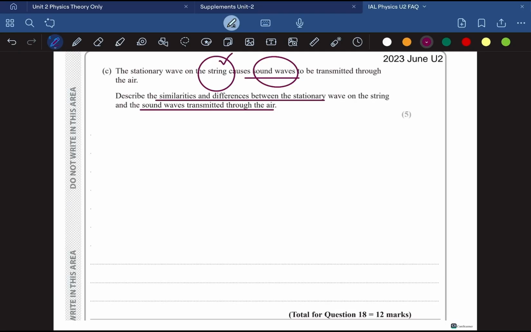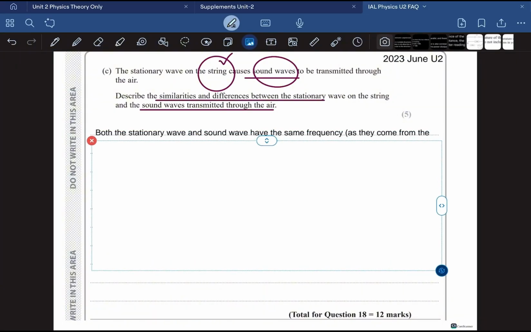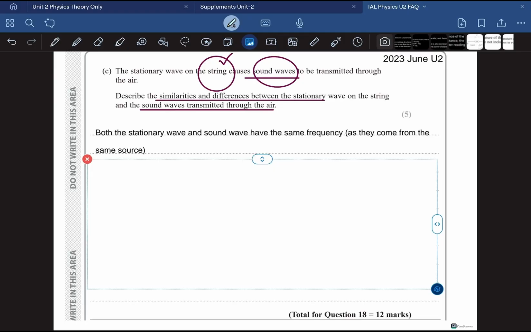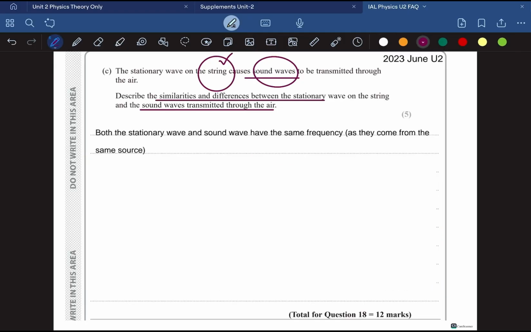So we can say they will have the same frequency. Both the stationary wave and sound wave have the same frequency as they come from the same source. But their speed and wavelength will be different because the stationary wave doesn't actually move forward or backward, right? Let's say the stationary wave is like this. The stationary wave doesn't move forward or backward.